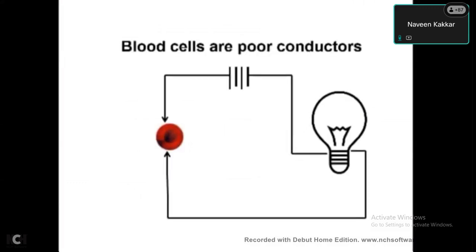And the red cell, we know, and even the white cell, all cells have a lipid membrane, so they are poor conductors. You put in a neutrophil, again the current is cut off. So we can measure the current cutoff as resistance or impedance, and that is what most three-part analyzers work on.